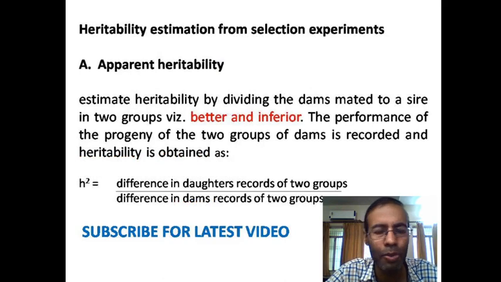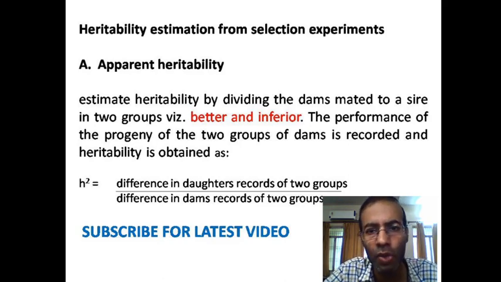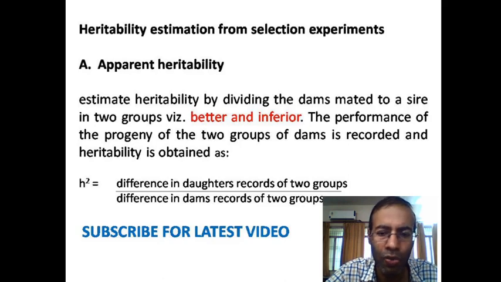Now the second approach, heritability estimation from selection experiments. The earlier ones were using phenotypic resemblance between the relatives. This is an entirely different approach. Here, heritability estimation from selection experiment, and the first is apparent heritability estimation.